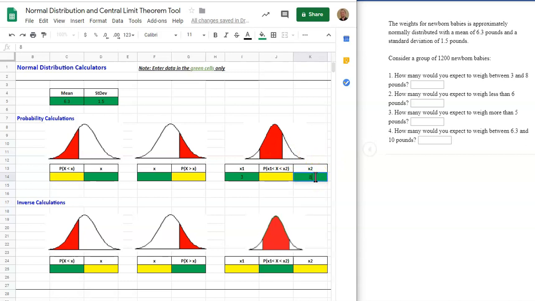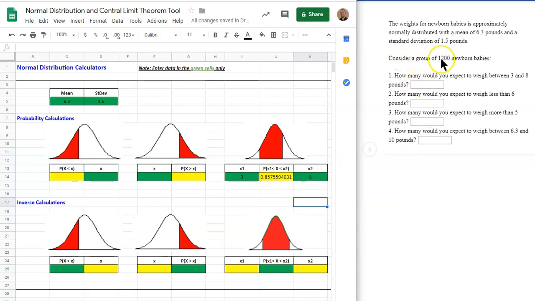So that's the value 8. So we have a normal distribution that is centered at 6.3. The center of this distribution is 6.3. And then we have a standard deviation, the spread, the dispersion of 1.5. That's how spread out this normal distribution is. And we have a left bound of the red shaded portion of 3 and a right bound of 8. We want to find the area in between this. And we see that it's about 85.755 and so forth percent, or in decimal form, 0.857 and so forth.